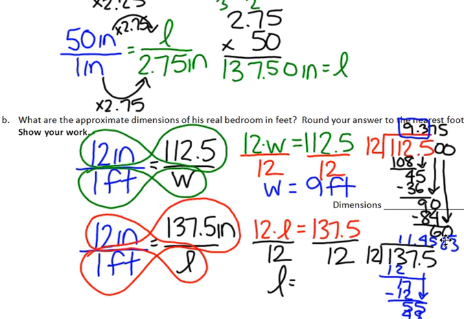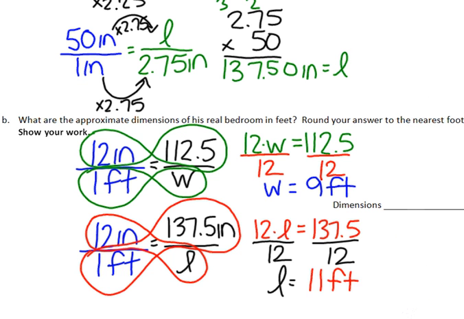But just like before, we really only care about the tenths place. So in the number 11.4, that tells us we're going to round to 11. So that's going to be a length of 11 feet. And I'm going to get rid of this so I can write my final answer in the box. We have a width of 9 feet and a length of 11 feet, which seems pretty reasonable for a bedroom.